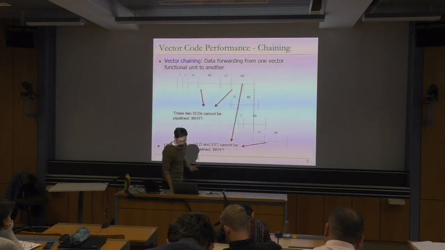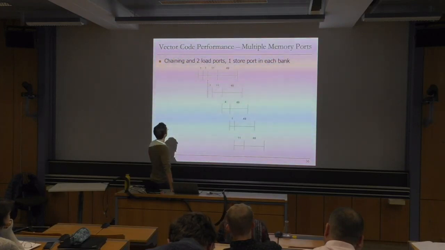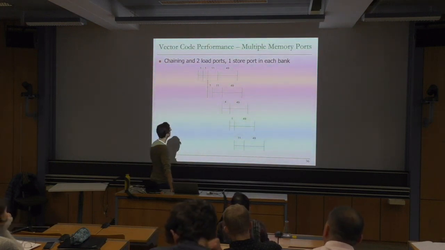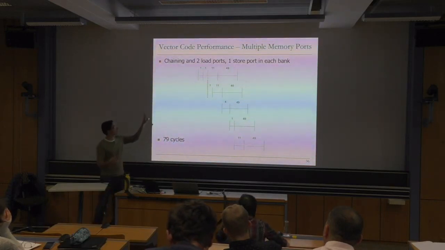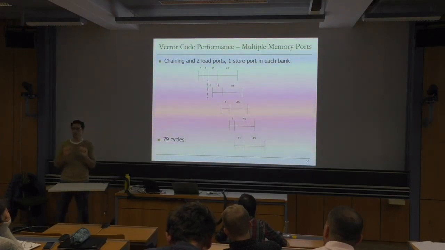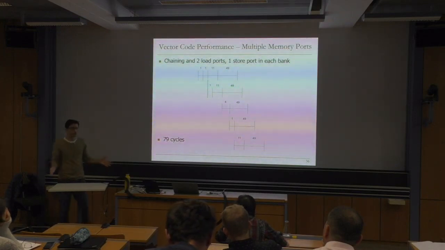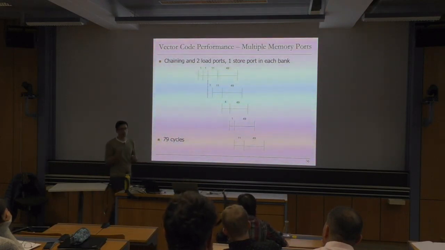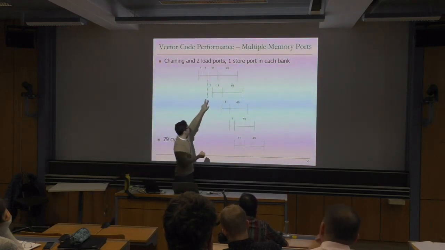The reason why this happens is that we have one single port in each memory bank. So a possibility here is, at the expense of more expensive hardware, to have 2 load ports and 1 store port in each bank. With 2 load ports, we can be reading 2 elements from 2 different arrays that are mapped to the same bank. We could be reading A0 and B0 at the same time, assuming they are both placed in the same bank, bank 0, for example. So this is what we have here.